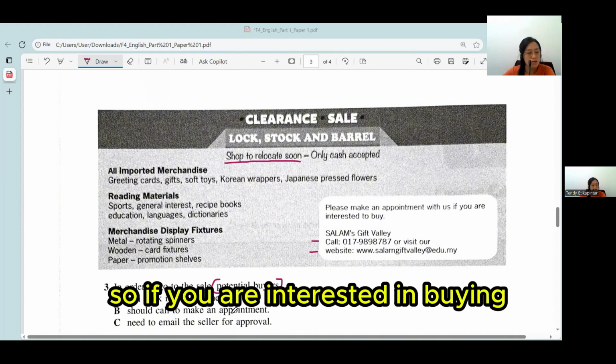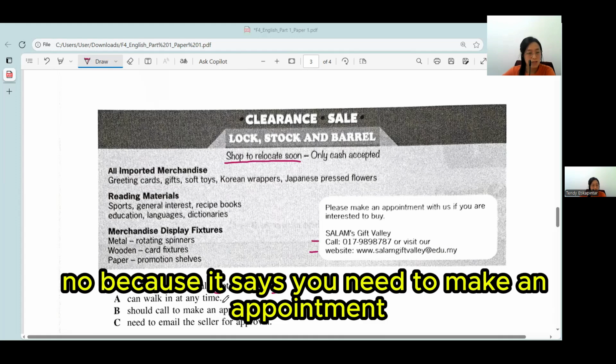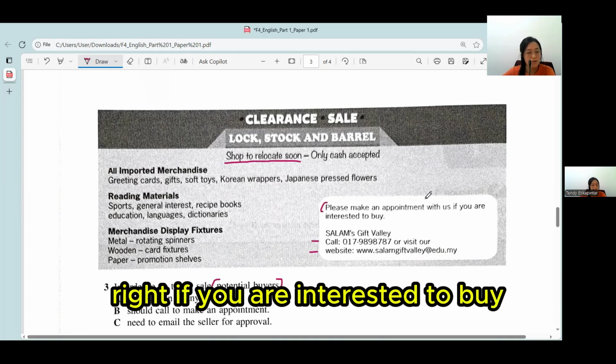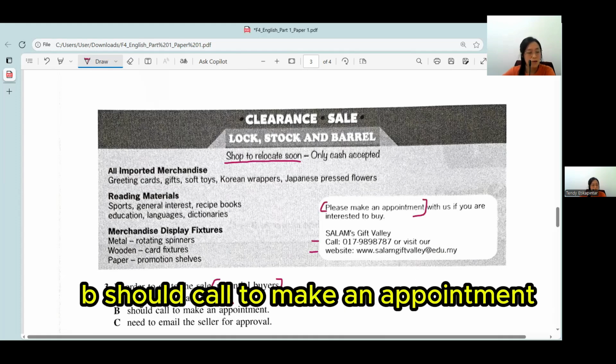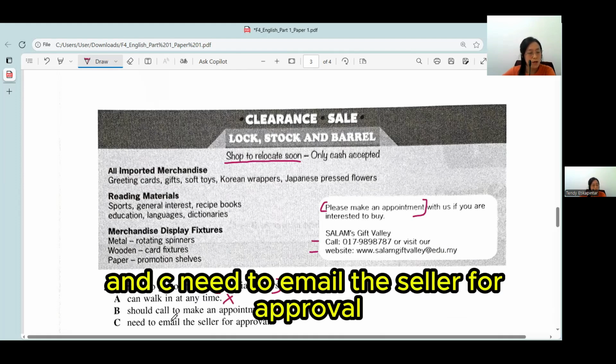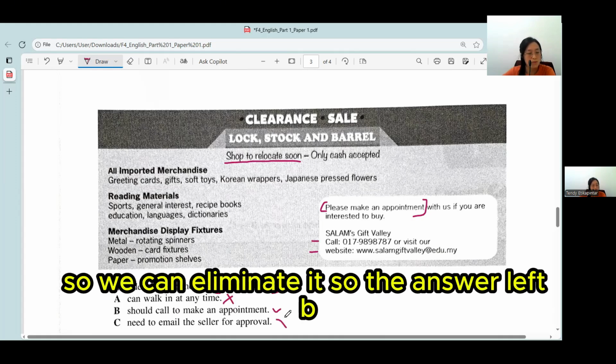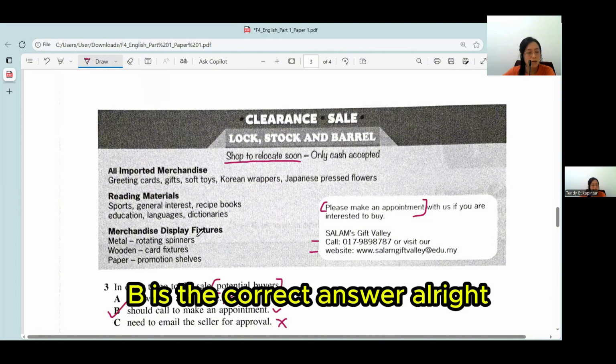So if you are interested in buying, what you need to do? Can walk in anytime? Is it? No, because it says you need to make an appointment, right? If you're interested to buy, you need to make an appointment. B, should call to make an appointment. This is more likely, right? And C, need to email the seller for approval. No, this text doesn't talk about this, so we can eliminate it. So the answer left, B. B is the correct answer.